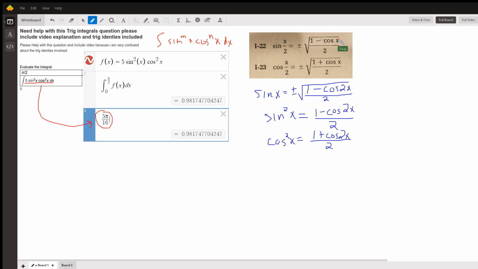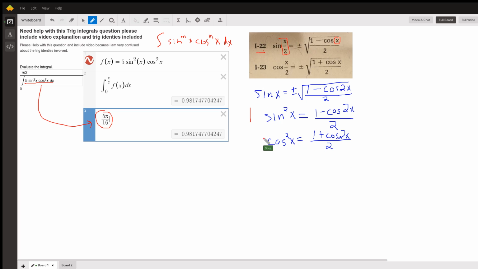The key is that when you use a half angle identity, this angle is always twice this angle. So if you had a 4x here, this would be a 2x. If you had a 6x here, this would be a 3x. So we can rewrite identity 22 as the sine of x equals plus or minus the square root of 1 minus the cosine of 2x all over 2. If we square both sides, we get another form of identity 22. And similarly for the cosine squared of x, we get 1 plus the cosine of 2x over 2.